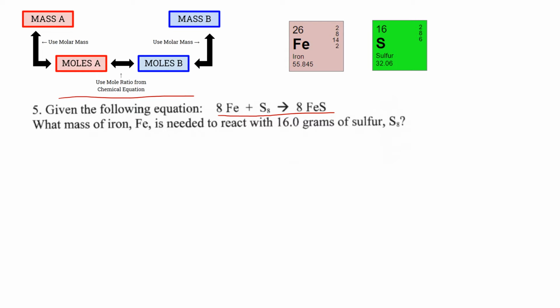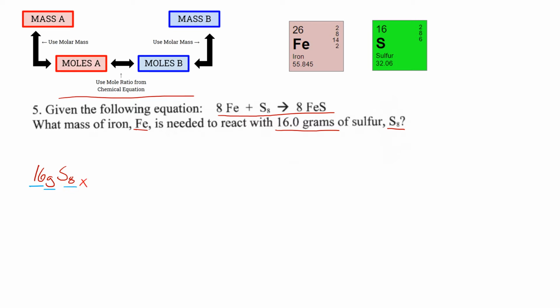What mass of iron, Fe, is needed to react with 16 grams of sulfur, and this is sulfur S8. So this is our given. That's pretty easy. I think all of us know how to do that. So our given is 16 grams of S8. Notice that for our given, we have a couple of components. We have the value, we have a unit, and we have a chemical. Make sure that you have all three of those components, just because it's hard to do Stoich without them.